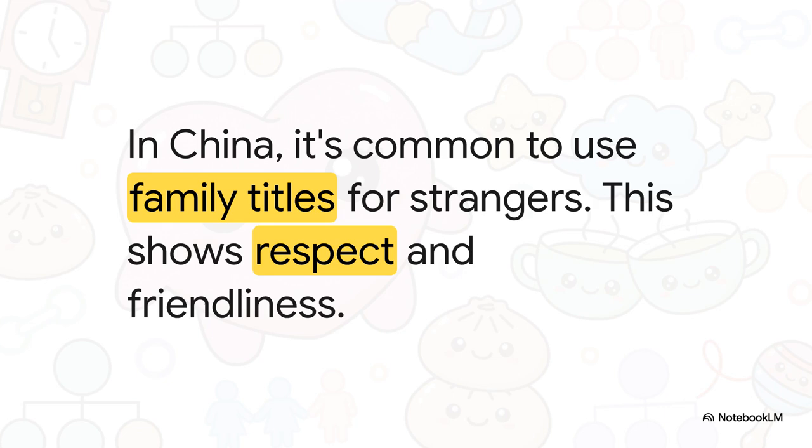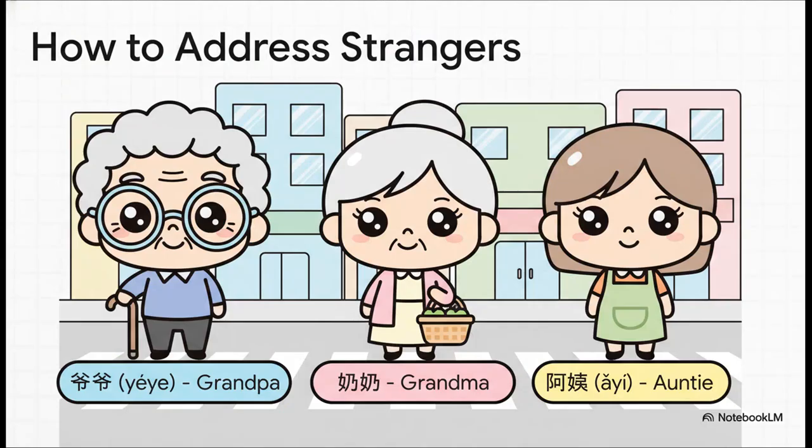So you might see an elderly man on the street and politely call him ye ye or grandpa. An elderly woman would be nai nai, grandma. And one you'll hear all the time is ayi or auntie, which is used for pretty much any middle-aged woman, like a shopkeeper or a street vendor.